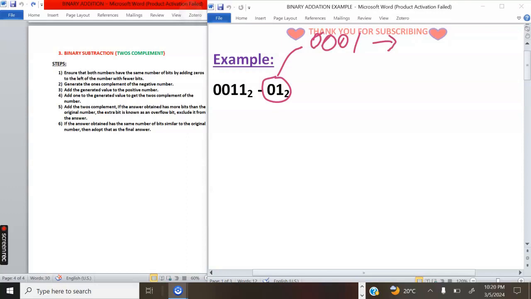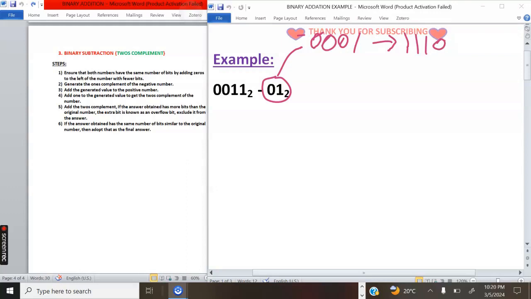For the one's complement, you can go back to the other video that I've prepared. Whenever we have zero, you convert it to one, and where there is one, it's converted to zero. So for this negative number, it will be 1110. We have generated the one's complement for the negative number, which was 01. So far we are at step number two. Let's move to the next step.